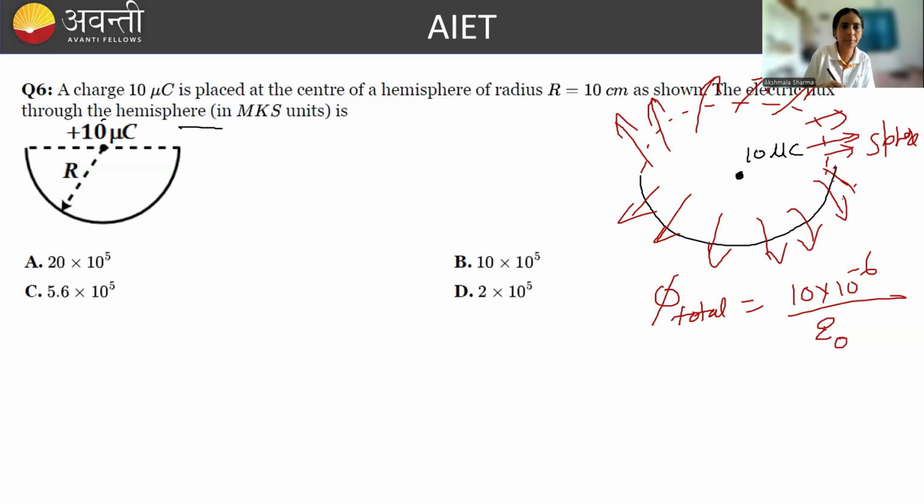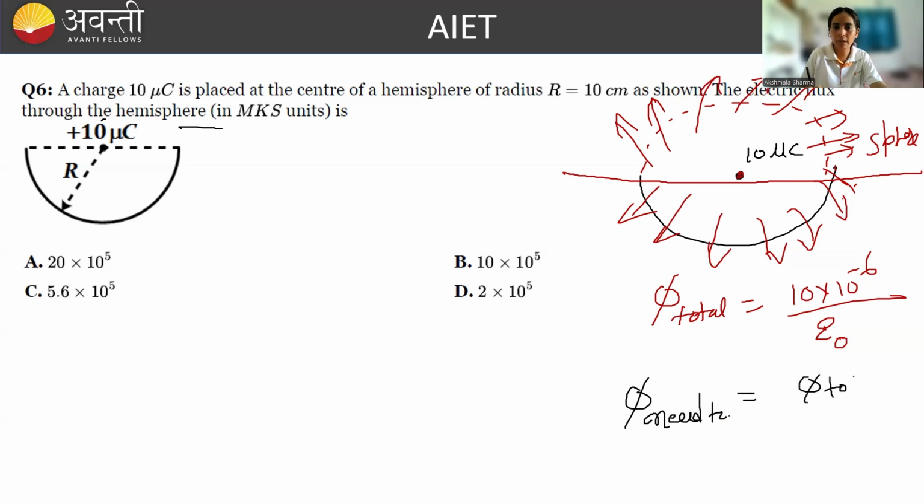What we have to calculate here is the electric flux through the hemisphere. You can see here the charge is kept at the center, so it is symmetrically kept. It means whatever flux is through the upper portion, the same amount of flux will be through the lower portion. So the flux we need to calculate will be phi total divided by 2 epsilon naught. Okay, now do the calculation.